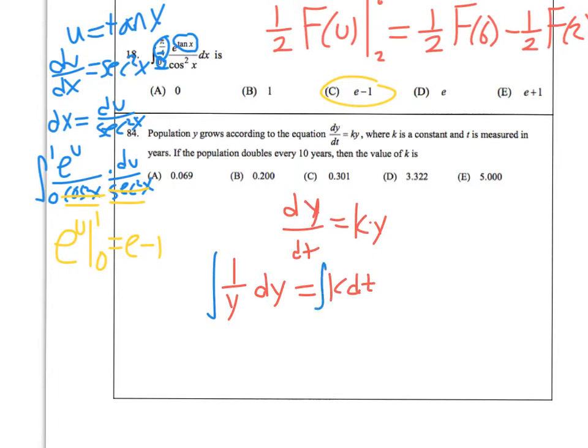When I integrate both sides, we get the natural log of the absolute value of y. This is a population, everything's going to be positive, so I'm not going to need that. And then we've got kt. That's going to give me e to the kt is equal to y.